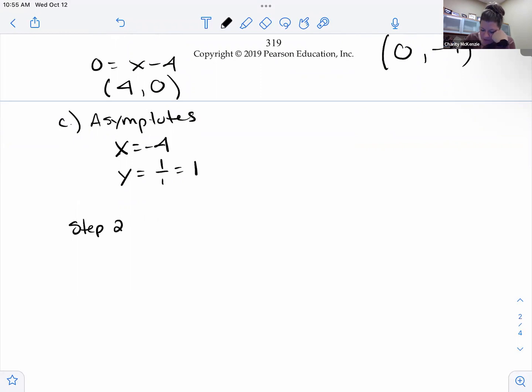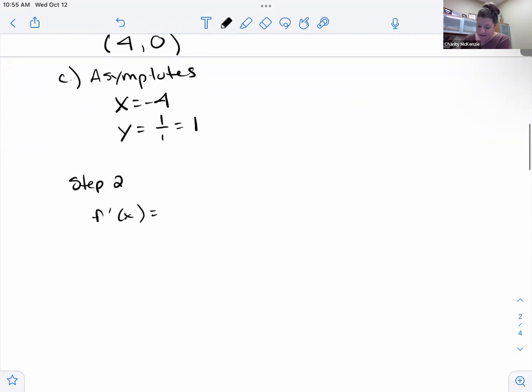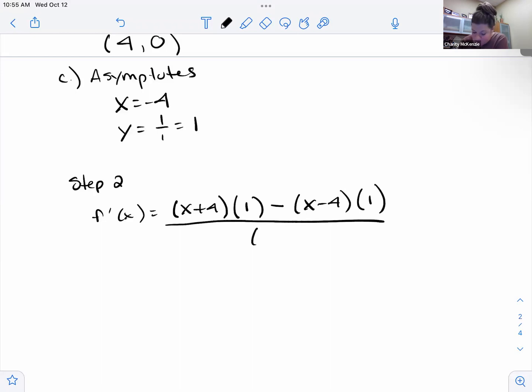All right, step 2 is all about analyzing that first derivative. So let's find our first derivative. When we go to do the derivative of this function, we know we're going to have to use the quotient rule. So the denominator comes up, which is x plus 4, the original denominator, times the derivative of the top. Well, that was x minus 4, so the derivative is 1. Okay, minus the original top, which was x minus 4, times the derivative of the bottom, which is 1, all over the bottom squared.